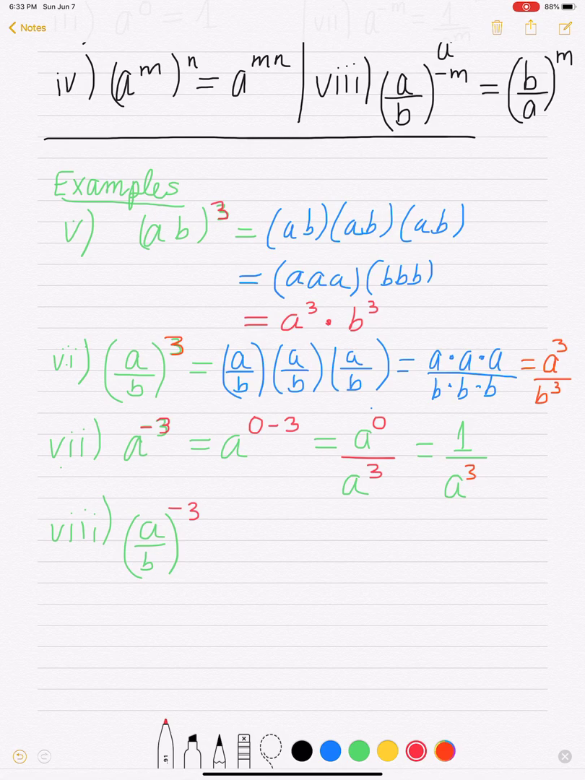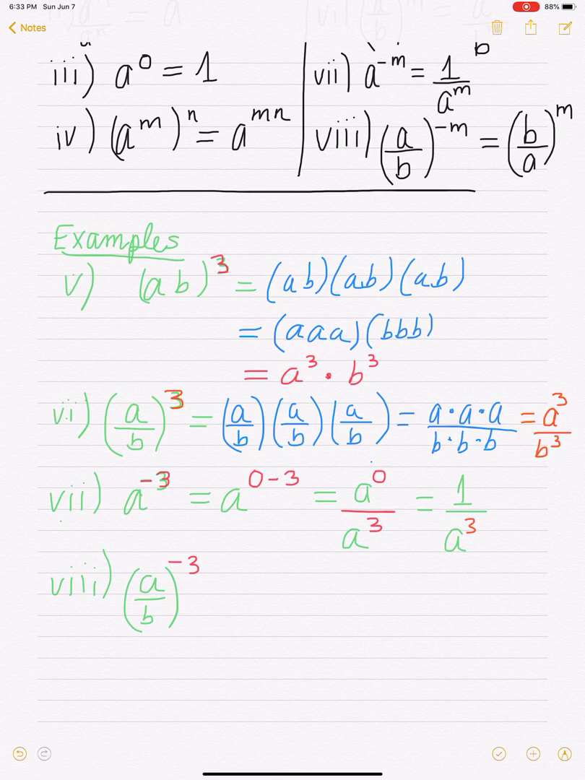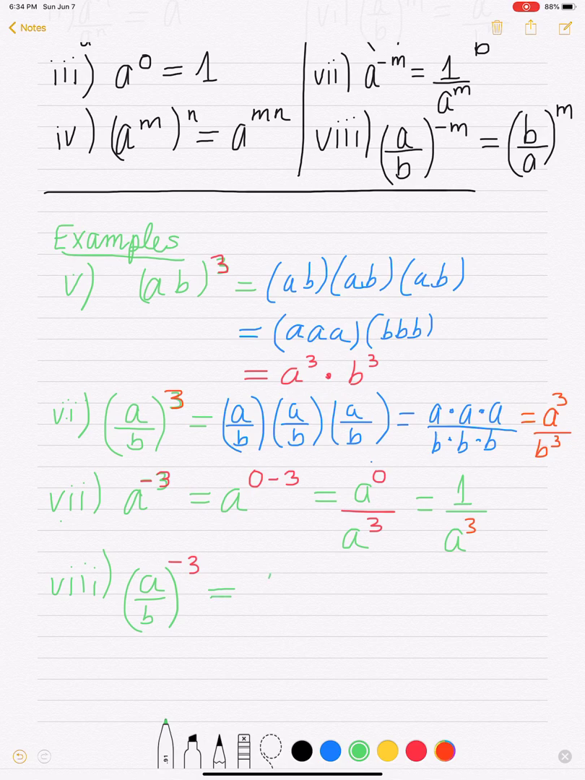So remember what it means when you have a negative power. Let's go to property number 7. Property number 7, which we just covered, says when you have a negative power, you're going to put a 1 on top, and on the bottom, you're going to take your base, which in this case is not a, but a over b, and raise that to the positive version of your power. So rather than a negative 3 down bottom, you're going to have a positive 3 down bottom. So I'm going to have 1 on top.